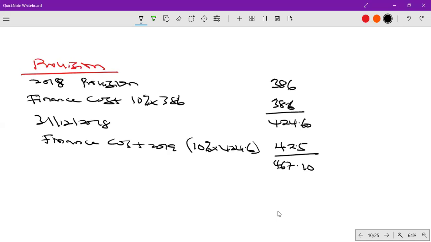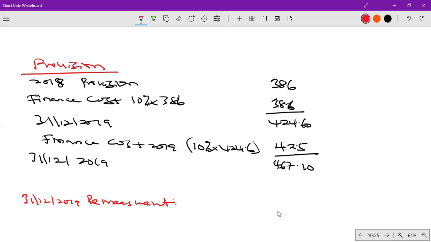So at this point, this is 2019, sorry. This is 2018. This is 2019. At the end of 2019, which is 31st December 2019, there is what? A reassessment or remeasurement of the provision. So on the same date, 31st December 2019, there is a remeasurement.